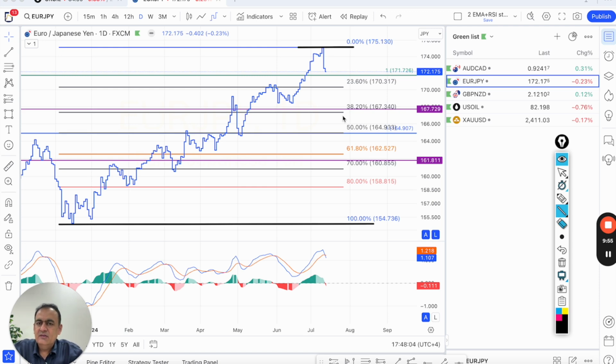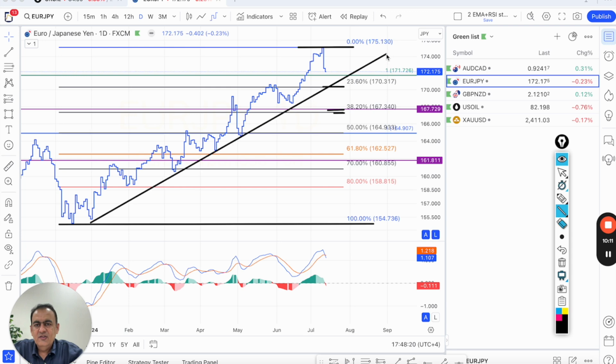Now keep in mind that JPY pairs have been an exception in the past 4 years. They have been an exceptional bull run because of the weakness in Japanese yen. So I cannot expect a deeper correction here, but even if they come to 23% or 38% level, we have good amount of moves to capture here.